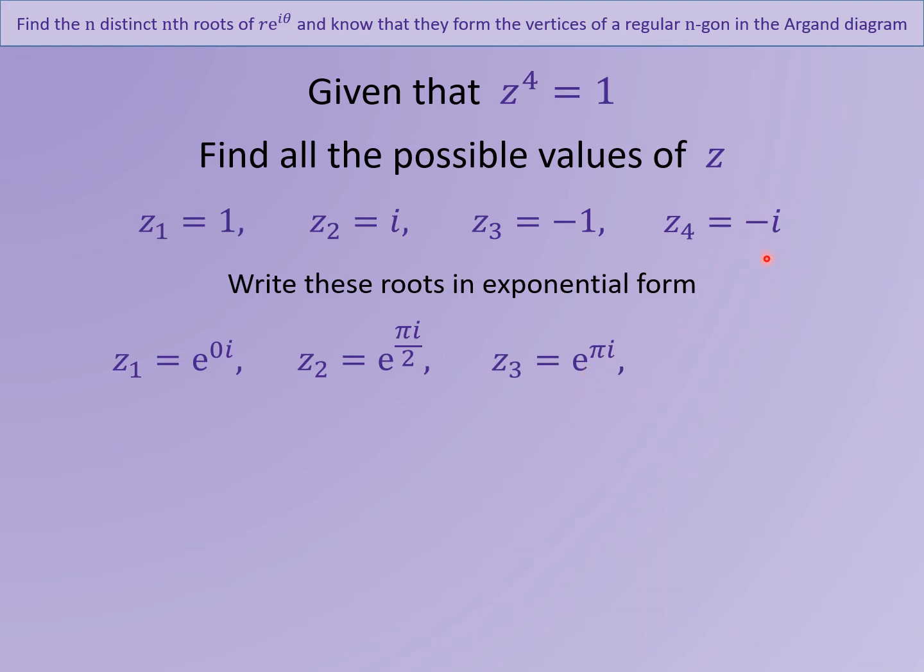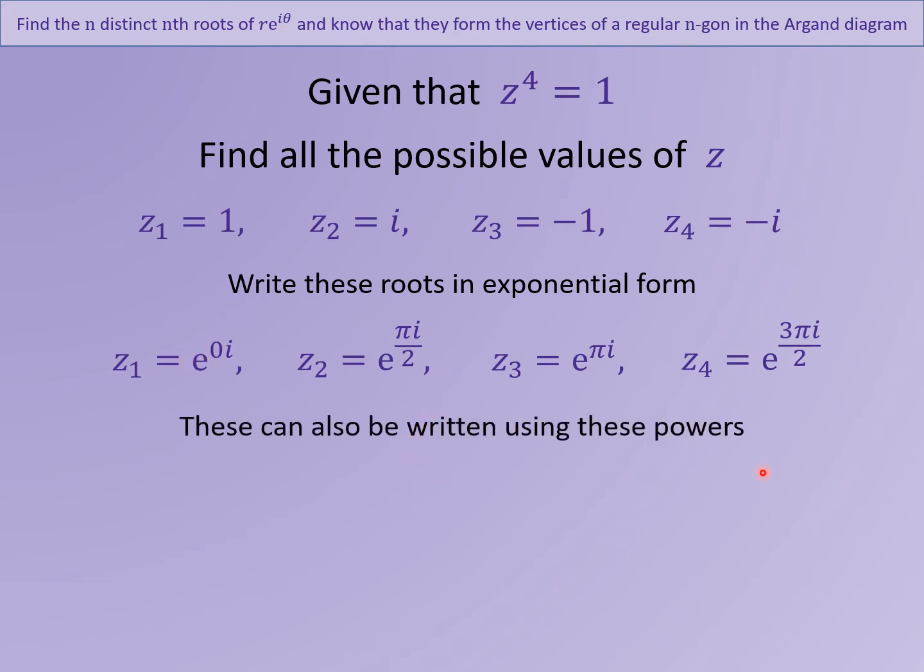And then finally, to get to minus i, we'd need to turn 270 degrees, which is where the 3 pi over 2 comes from. Now I can rewrite these using just equivalent powers. It seems a bit strange, but you'll see why in a second. So I can write 0 as 0 pi over 4. I can write pi over 2 as 2 pi over 4. I can write pi as 4 pi over 4. And I can write 3 pi over 2 as 6 pi over 4.